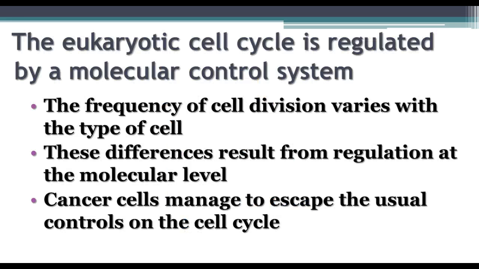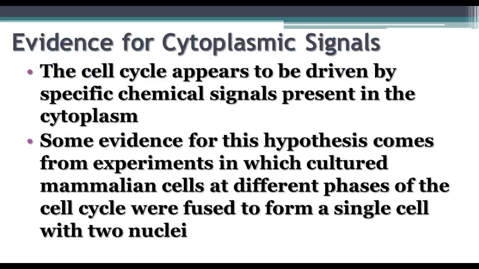The way this is regulated is by a series of molecules in the cell. The frequency depends on the kind of cell it is, the frequency of division, and then there are various molecules within the cell that regulate when this happens. Cancer cells are ones that figure out a way to escape those controls in the cell cycle. There are specific chemical signals in the cytoplasm that you can see.